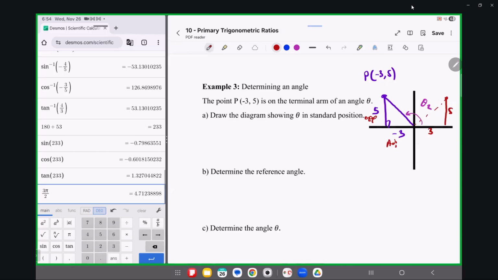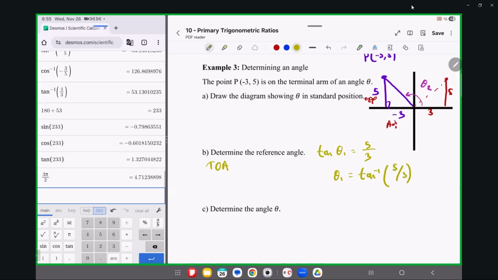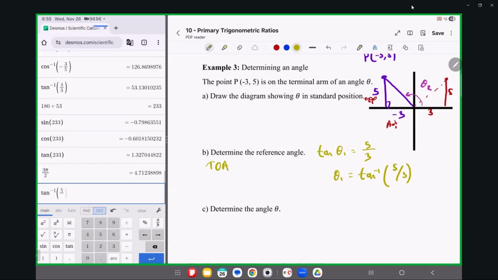So here we're going to use the reference angle. That'll be tan of theta 1 is equal to the positive version of this, 5 over 3. Remember, we're considering TOA. So theta 1 will equal the inverse tangent of 5 over 3. If we take the inverse tangent of 5 divided by 3, we get 59 degrees.